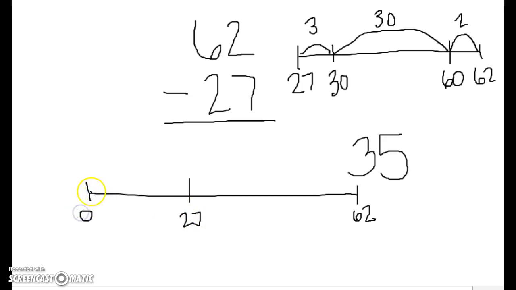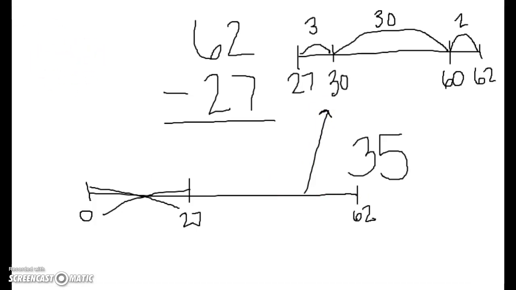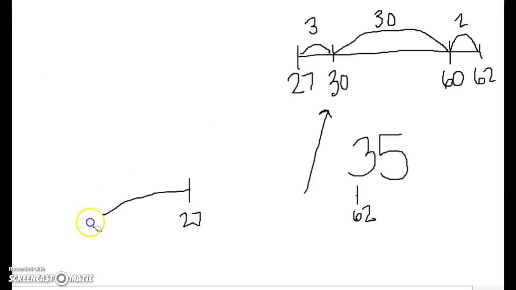Here's 0. If I have this entire length, I have 62 apples. I'm taking away 27 of them. This whole section here is going away. What I'm left with is right here, the difference. When I subtract, I'm always left with a difference. And I can think of my difference as a distance and calculate it this way. Let's go ahead and do that one more time with another problem.